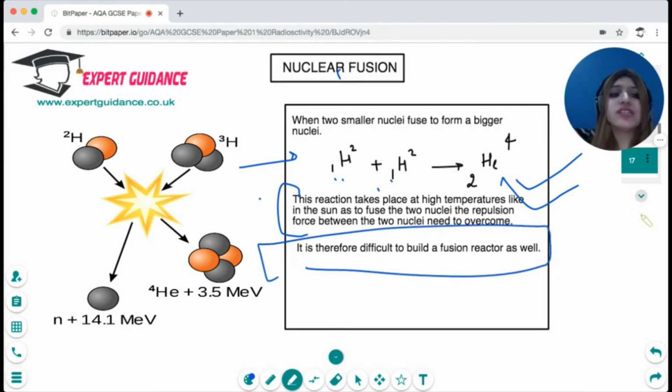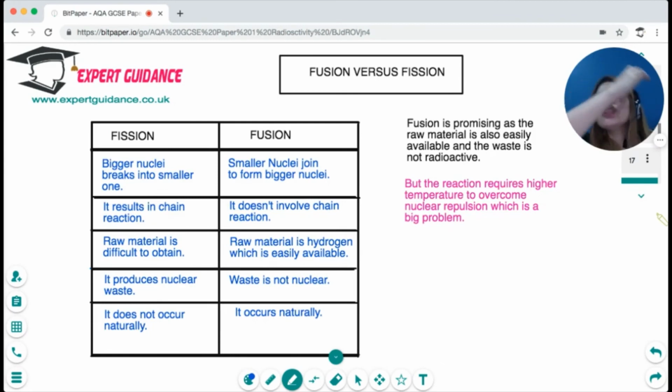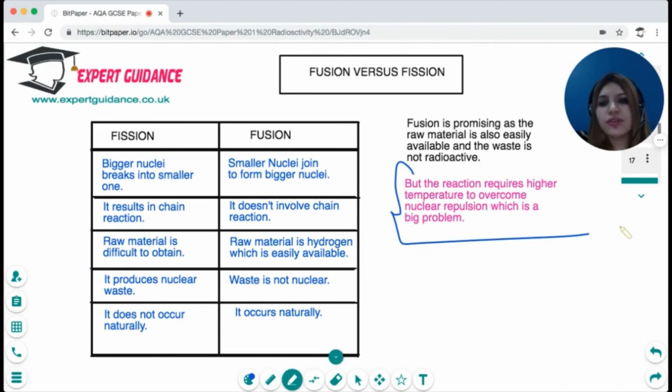Otherwise, fusion is a very promising source of energy. Why? Because raw materials like hydrogen are easily available. The waste is not radioactive. It does not produce any harmful or radioactive exposure. But the only problem is the high temperature required to overcome the nuclear repulsion. So this is the difference between fission and fusion.